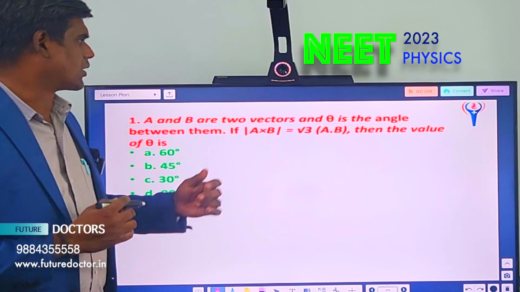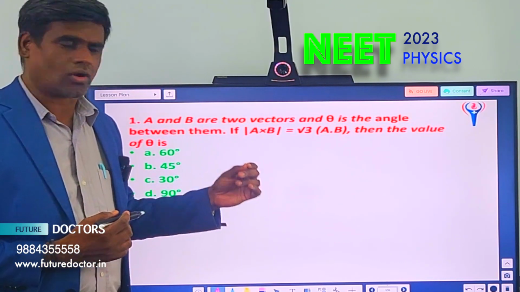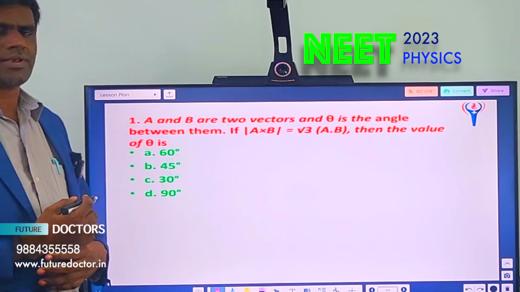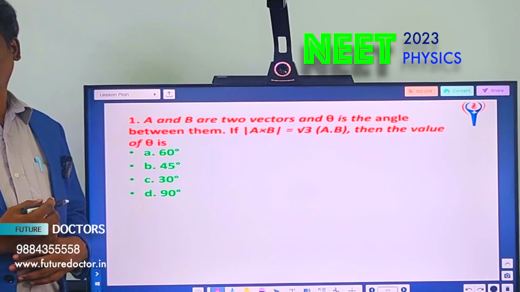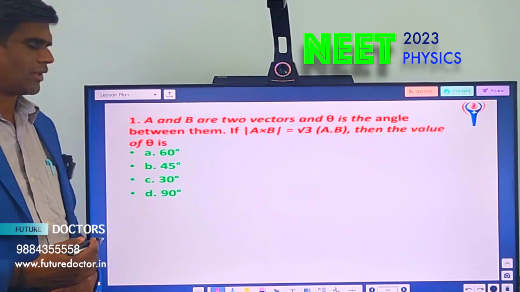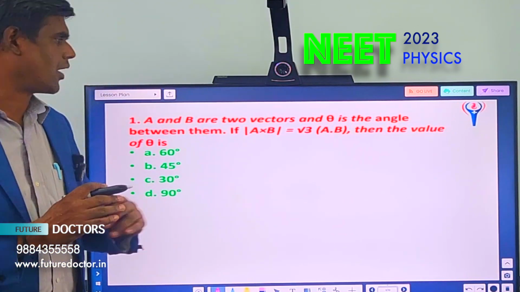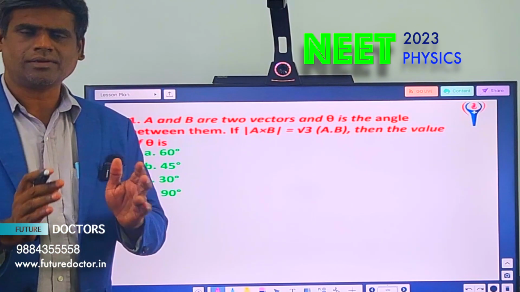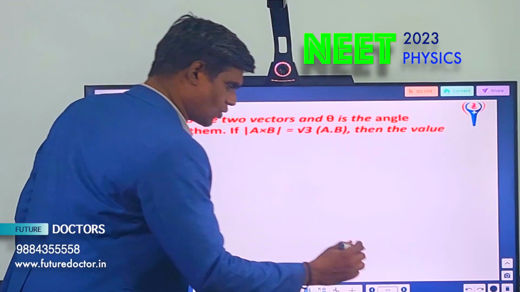A and B are two vectors and theta is the angle between them. If A cross B equal to root 3 into A dot B, then the value of theta is dash. Option A, 60 degree. Option B, 45 degree. Option C, 30 degree. D option, 90 degree. Here you should know the formula for A cross B and A dot B, that is cross product and dot product. By knowing the formula, you will solve this question. Let's move to question number 2.